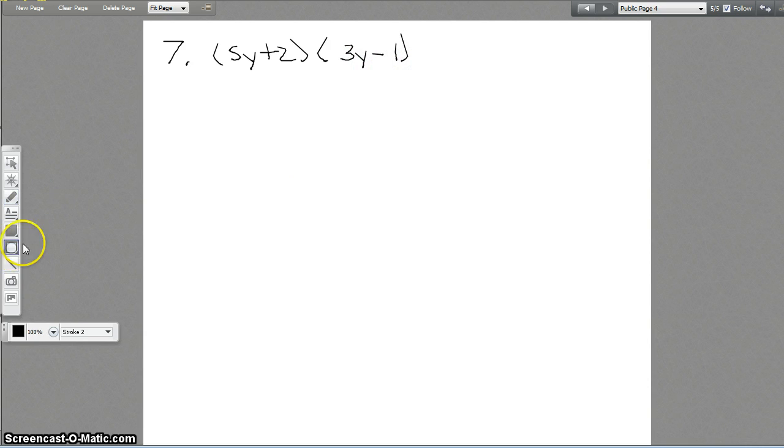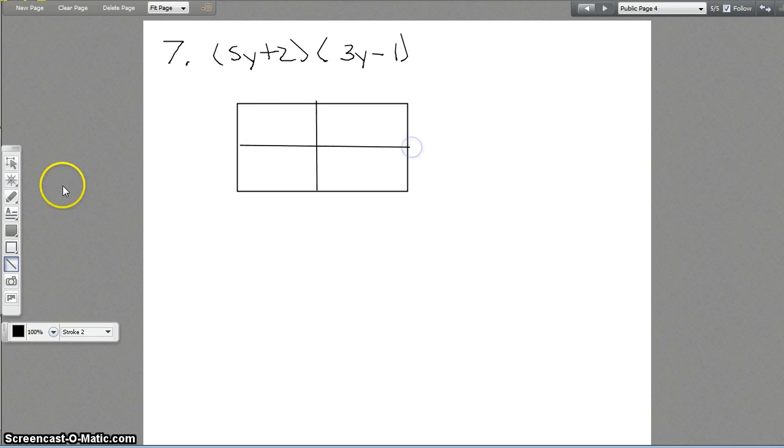Okay, I'm going to make a grid because I like the grids. So let me get a grid here and draw my lines across. Okay, now 5y and a positive 2, 3y and a negative 1. Top left box, we have 3y times 5y. 3 times 5 is 15. Y times y is y squared. Top right box, 2 times 3y. 2 times 3 is 6, and then there's also a y. Bottom left box, negative 1 times 5y is negative 5y. Bottom right box, negative 1 times 2 is negative 2.